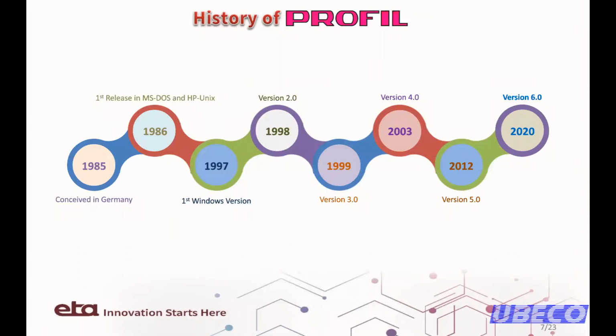Now let's look at the history of Profil. It was initially conceived in Germany in the mid-80s. The first version was released on DOS and HP Unix systems. In 1997, the first Windows version was released, and over the course of 2 decades, many versions were released. Late last year, version 6.0 was released.